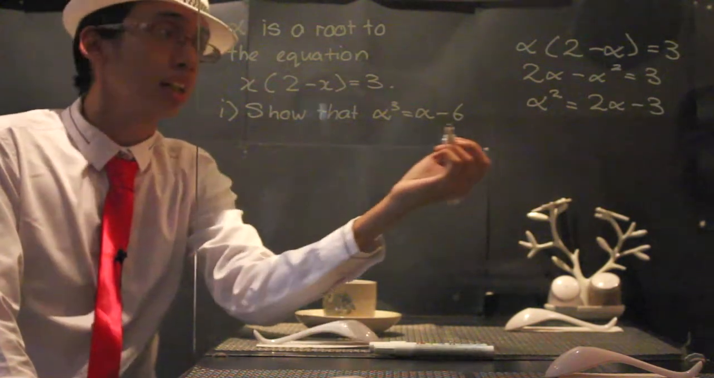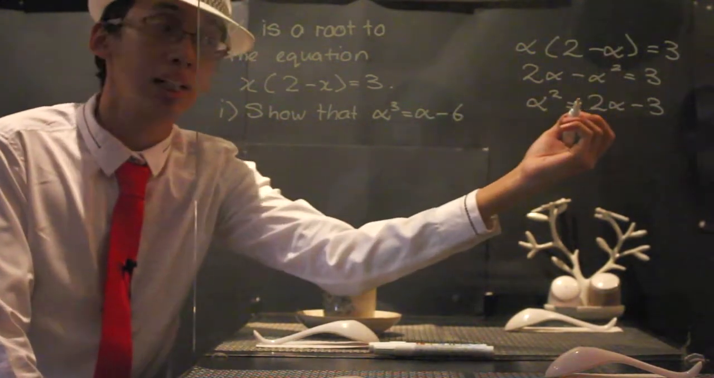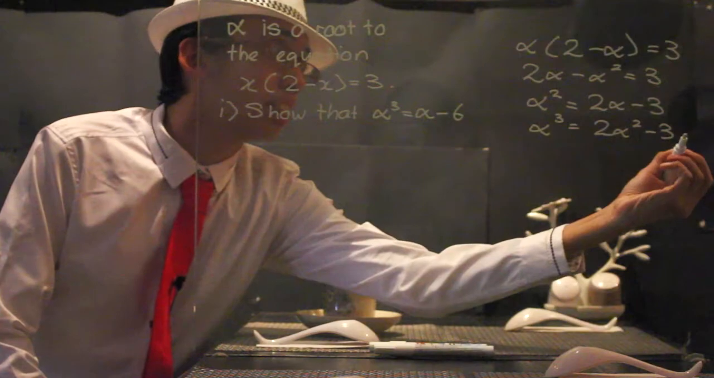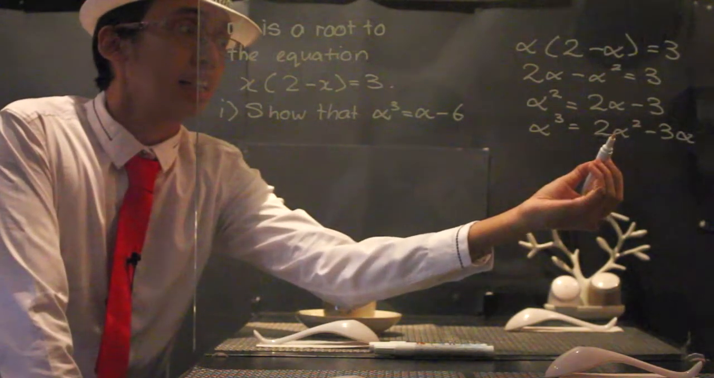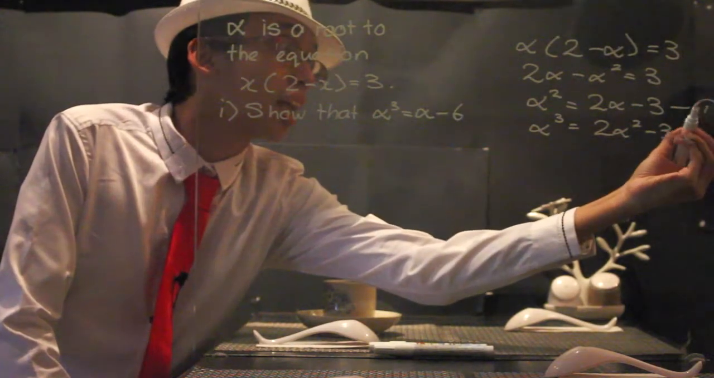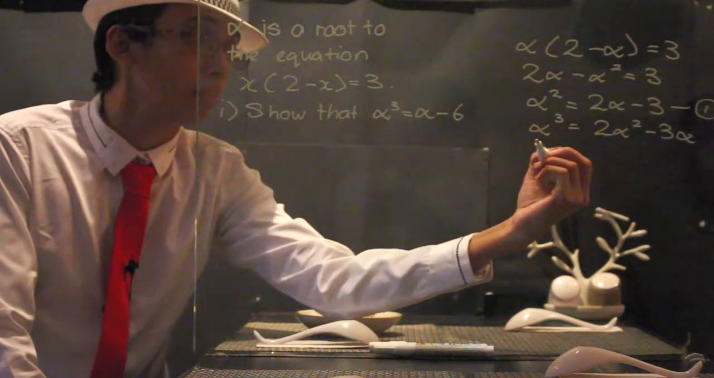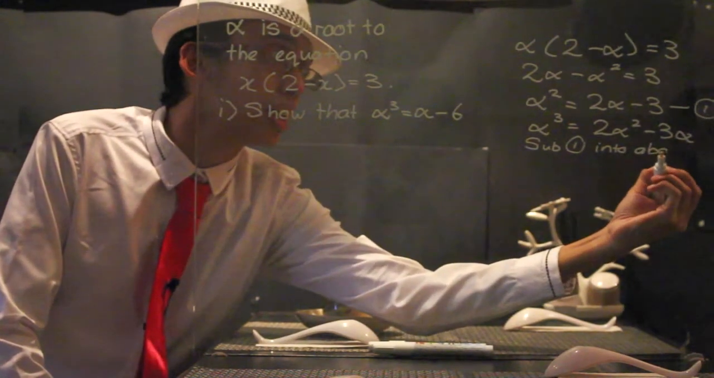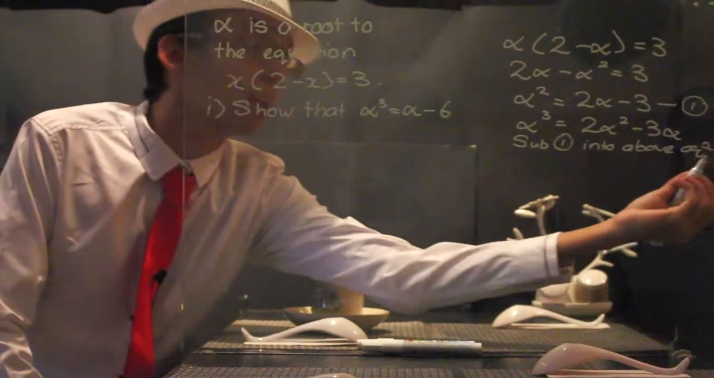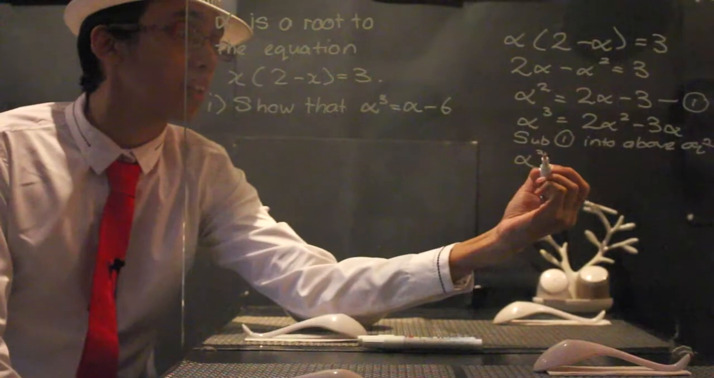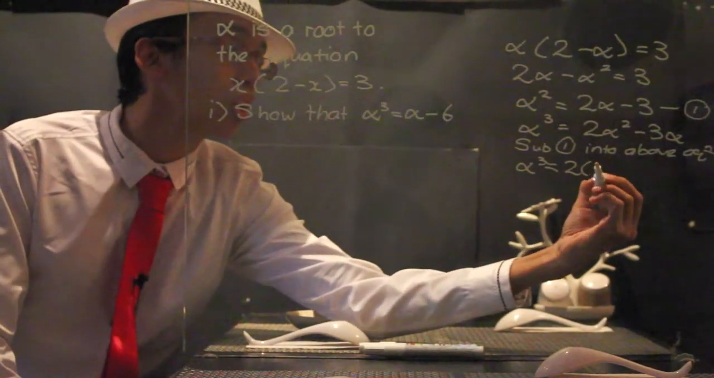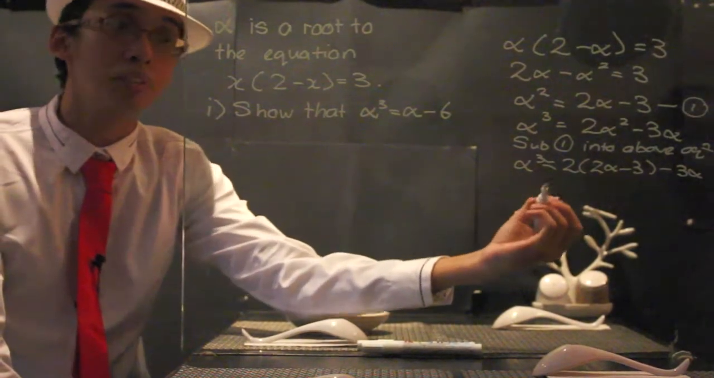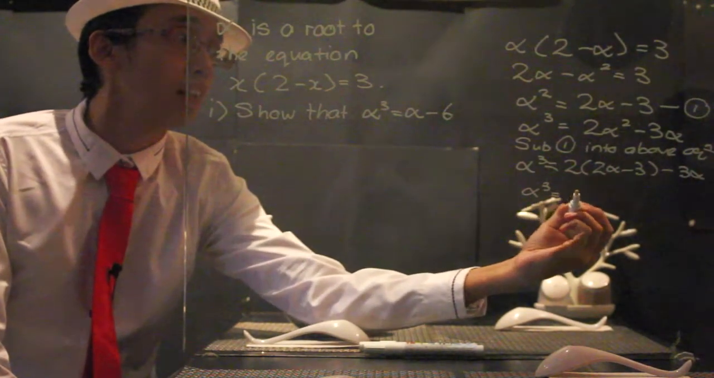But we want alpha cube. We have alpha square, we want alpha cube. We multiply throughout by alpha. So we get alpha cube equals 2 alpha square minus 3 alpha. But our alpha square came from here. If we were to label this 1, we substitute 1 into this equation. What we arrive at is alpha cube equals 2 times (2 alpha minus 3) minus 3 alpha. Opening up the brackets and simplifying, we get alpha cube equals alpha minus 6.